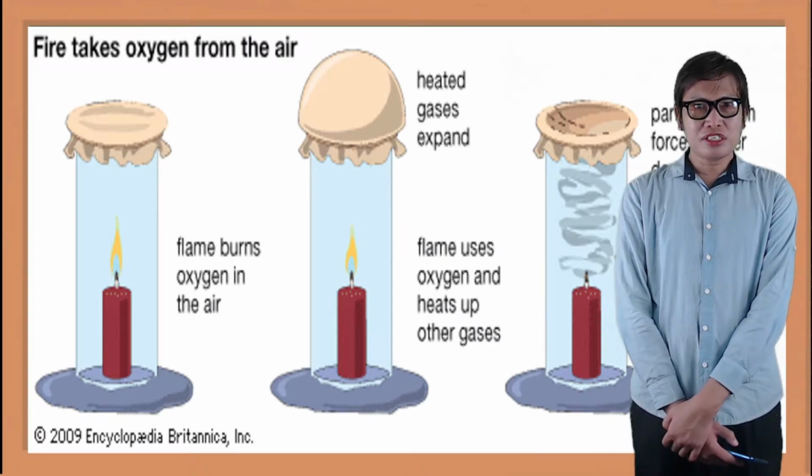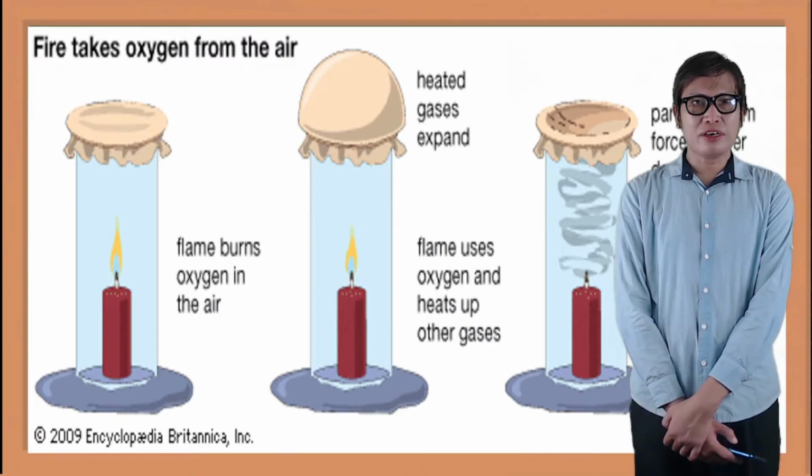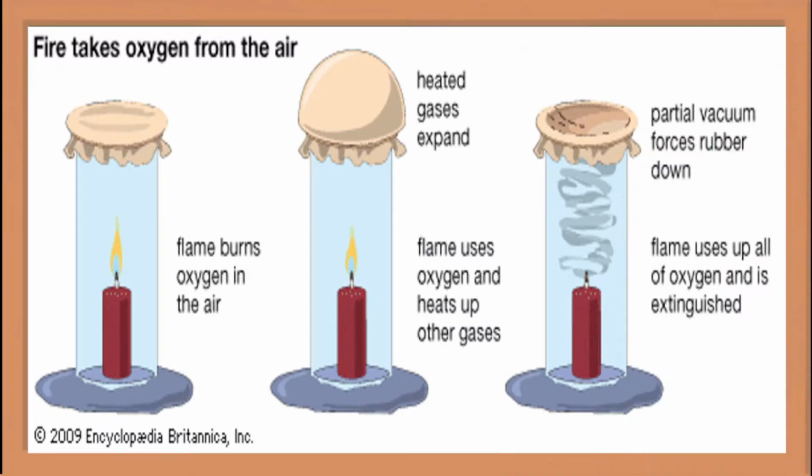Now, here is a diagram illustration of how fire takes oxygen from the air. In illustration number 1, flame burns oxygen in the air. Then, in picture number 2, heated gases expand. Then, the flame uses oxygen and heats up other gases. Then, in illustration number 3, partial vacuum forces rubber down. Flame uses up all of the oxygen and is extinguished.